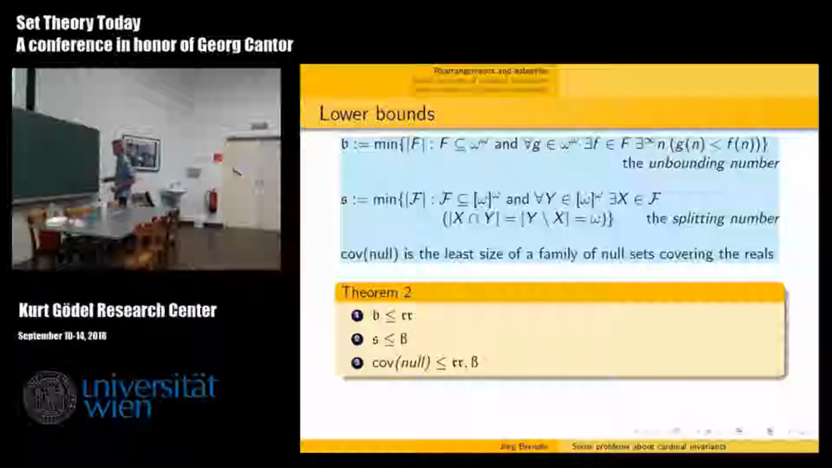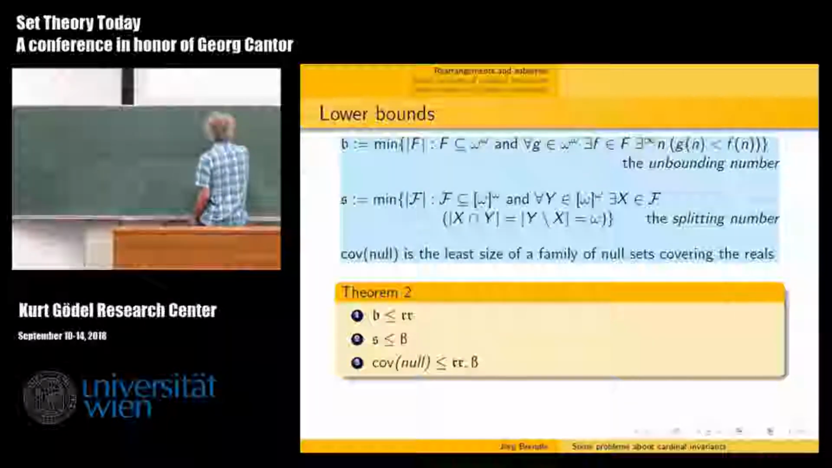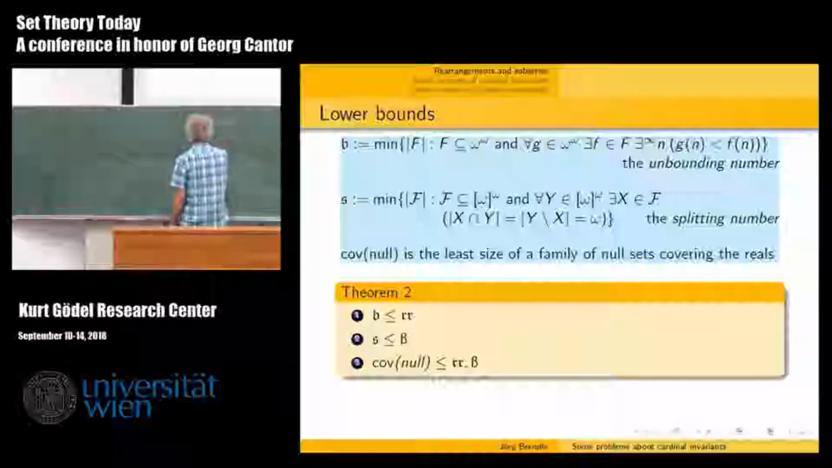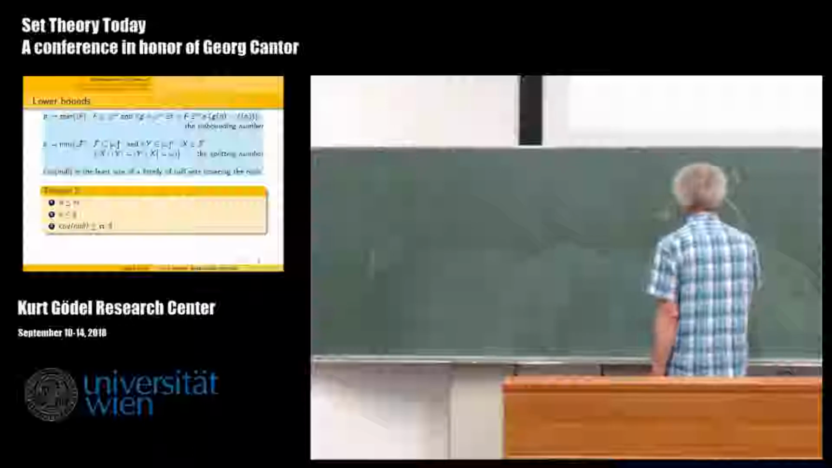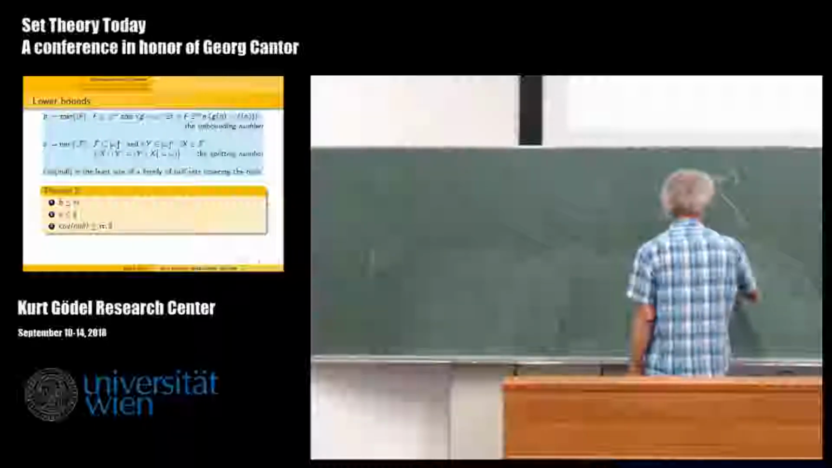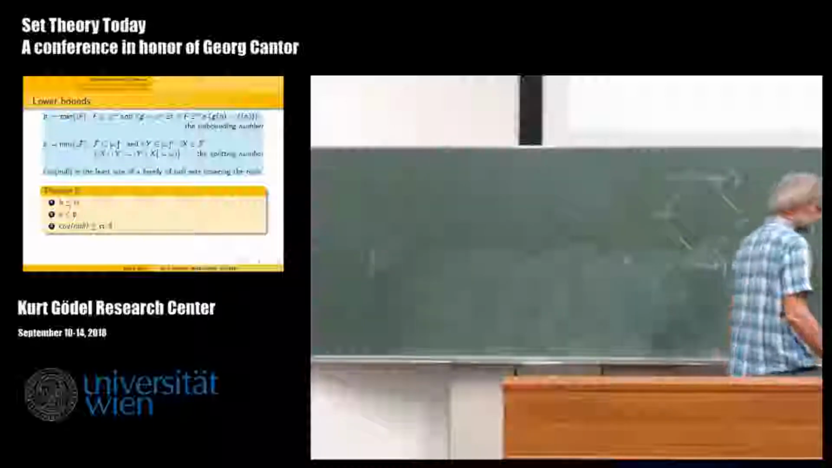So we have a number of cardinals now, so it's probably better to draw a diagram at that point. So for those, we have non-meager on top, and then we have this double R, and we have double S, and cov(N) was a lower bound for both lower bounds.